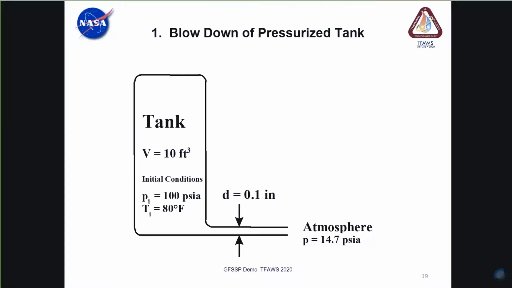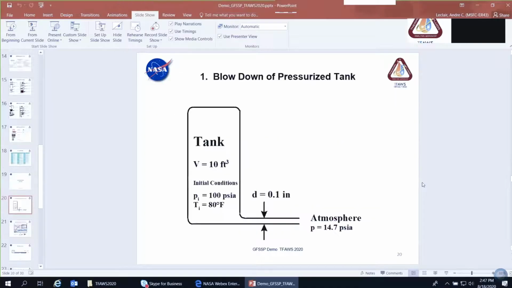So at this point, I'd like to start building some models to give you an idea how the code works. What I'll be building today is a simple model of the blowdown of a pressurized tank. So assume we have a tank that is 10 cubic feet. It's initially at 100 psi and 80 degrees Fahrenheit. And someone opens a valve, so air starts leaving to the atmosphere at 14.7 psi through an orifice with diameter of 0.1 inches. And we want to know how the pressure and temperature inside the tank will change with time.